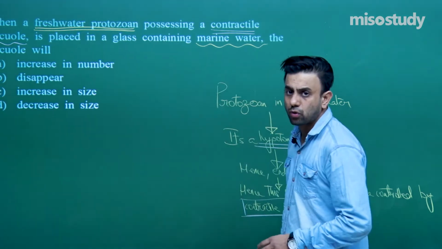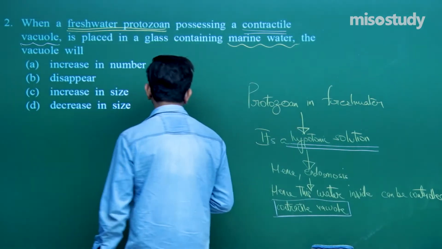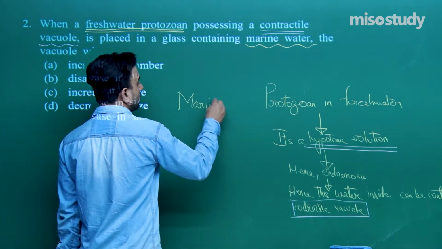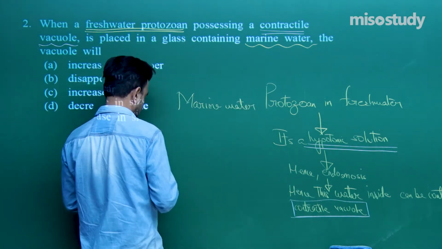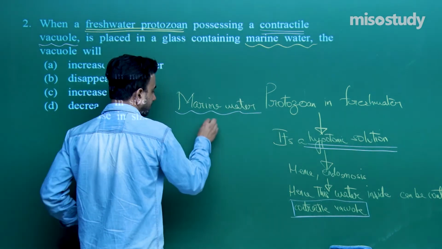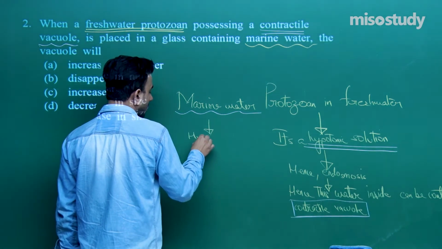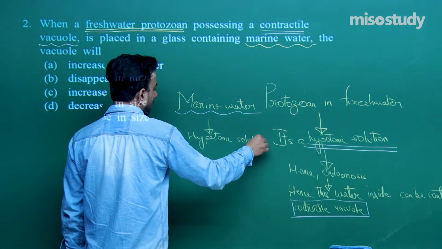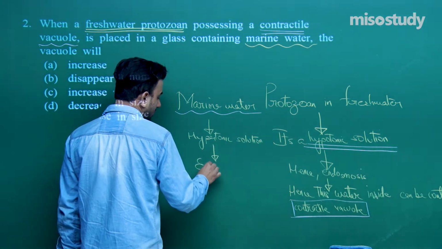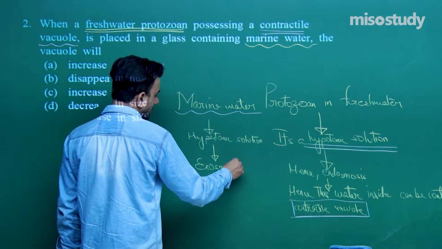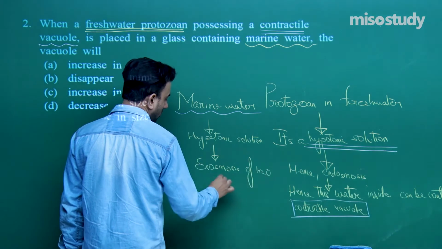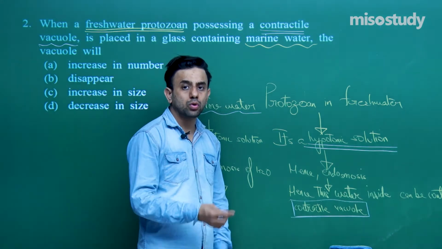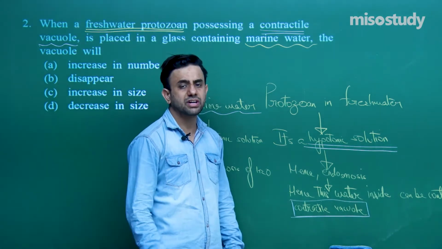But now let us see our case, what is happening here. We are placing it in marine water. So marine water is a hypertonic solution, hence there will be exosmosis of water, and since there will be exosmosis of water, there will be no contractile vacuole activity, because there is no excess water inside to regulate.